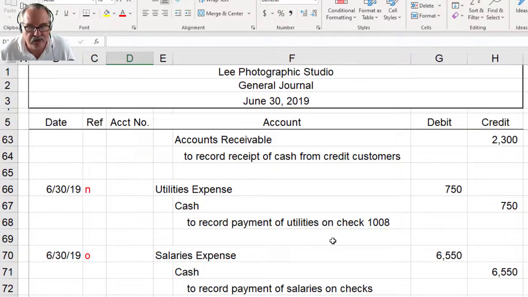We paid the utility bill. Anytime you hear the word paid, it means cash is going down. That's going to be a credit to cash. Debit utilities expense, $750, and credit cash, $750. And then the last transaction, this is transaction O. We paid our salaries on a number of checks, 9, 10, and 11. Debit salary expense, $65.50, and credit cash, $65.50.